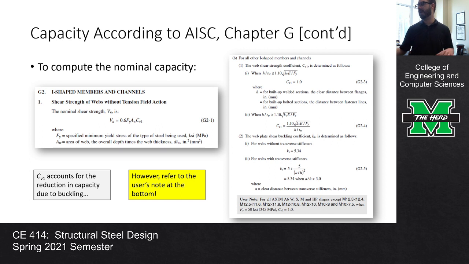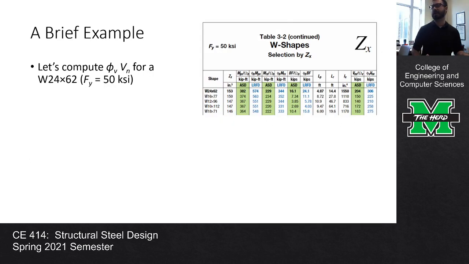What I'm going to do in a follow-up video is compute phi Vn for a given shape. I'm going to do a W24x62. For the W24x62, you can see the shear capacity, and when you compute it, you'll see that it matches to the T, and it's a really simple calculation.